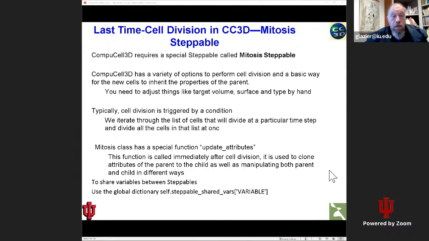attributes that are put in cell dictionaries are shared between steppables because they're attributes of cells, and the cells are shared. But variables otherwise are not accessible between steppables. And so there is this dictionary self.steppable_shared_variables, which is essentially a place to put globals. And if you prefer to use Python globals, you can do it. But in my experience, it's a recipe for more hard to debug mistakes. Whereas using the dictionary may be a little bit slower for access, but it's reliable.